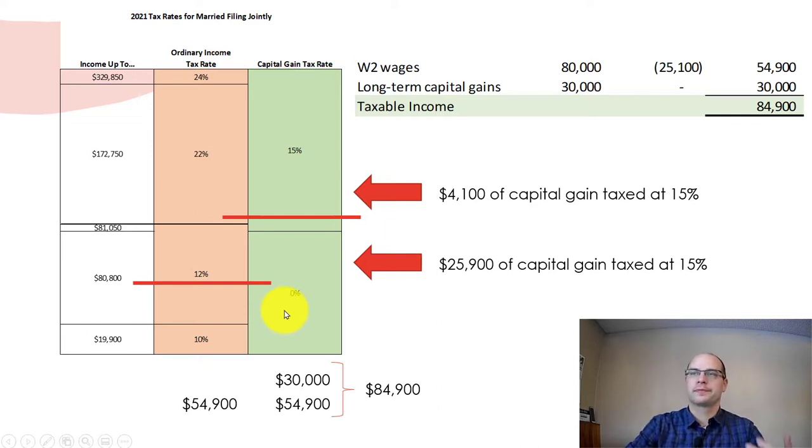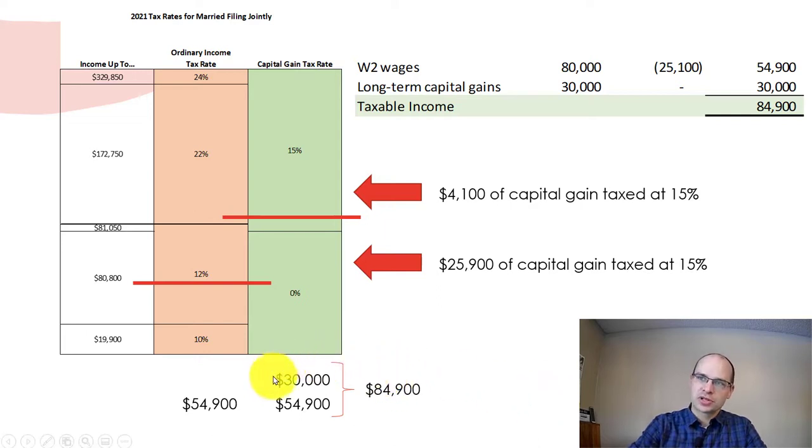Now, Warren and Susie, their $84,900 of total taxable income is filling up this entire 0% tax bracket and is actually getting up here a little bit into the 15% tax bracket for long-term capital gains. So how does that play out? Well, likewise, they're going to be paying tax across two brackets.